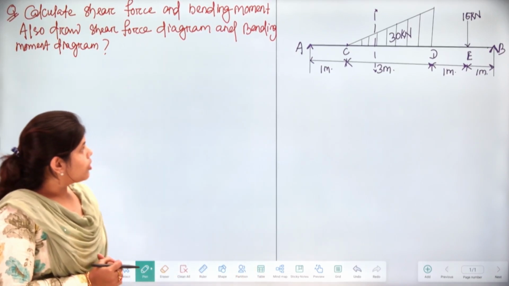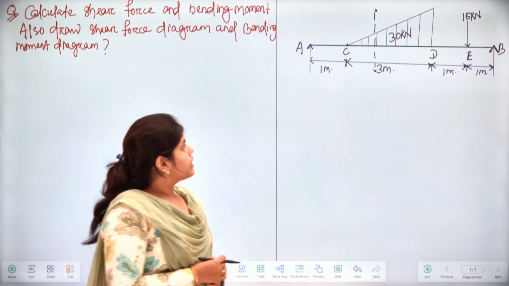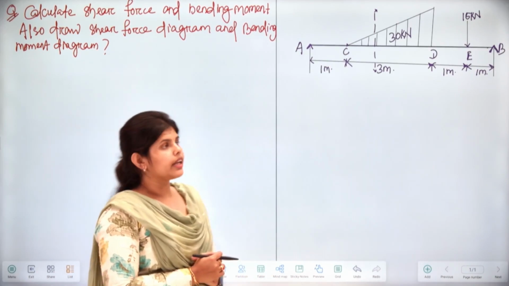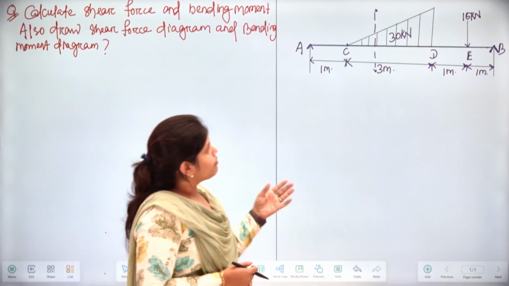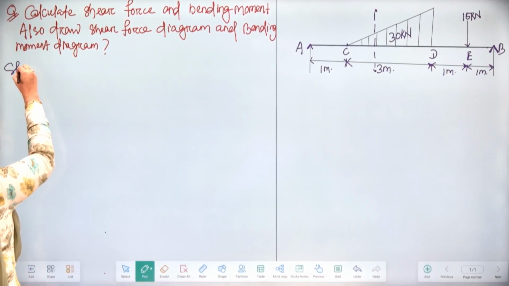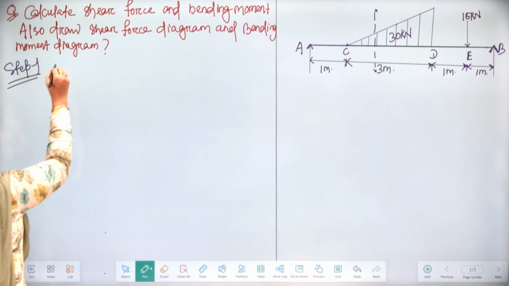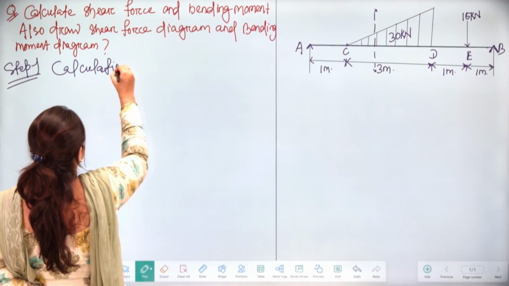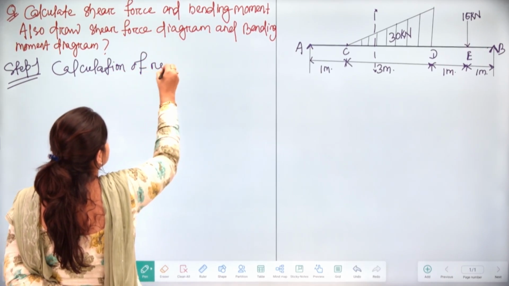Now we will solve one numerical where there is an application of one UVL and you can see one point load is there. So if we follow our first step, let's calculate our reaction forces. So the first step is calculation of reaction forces.